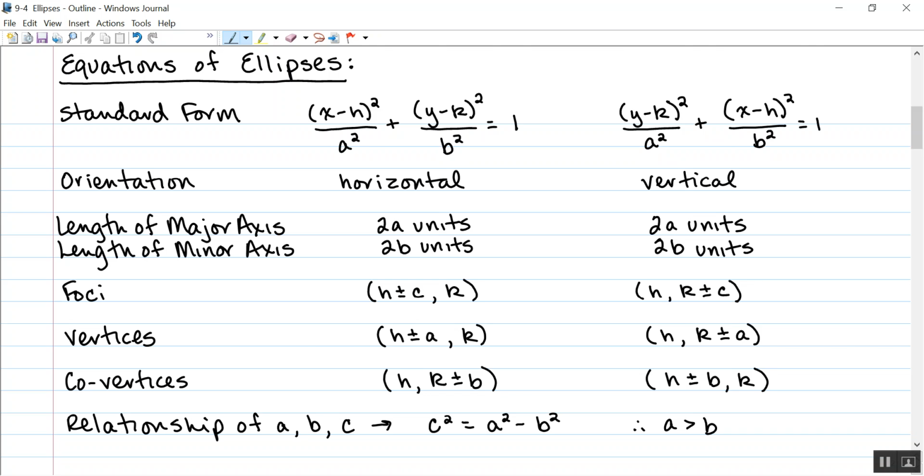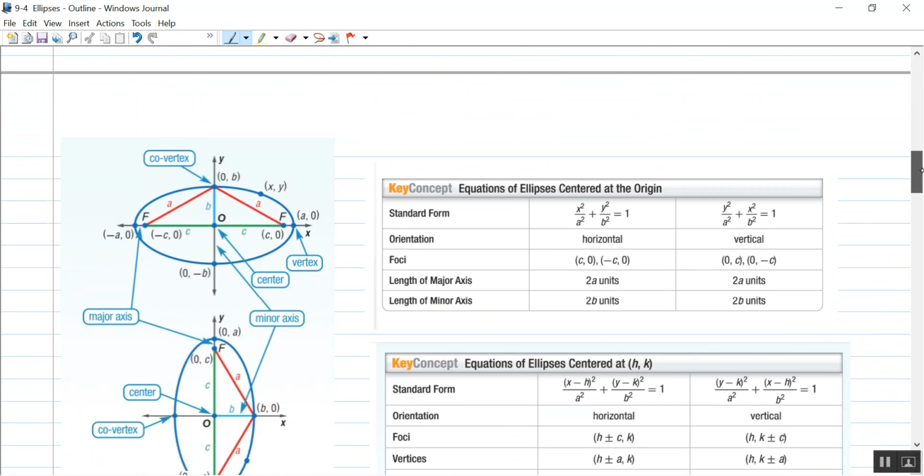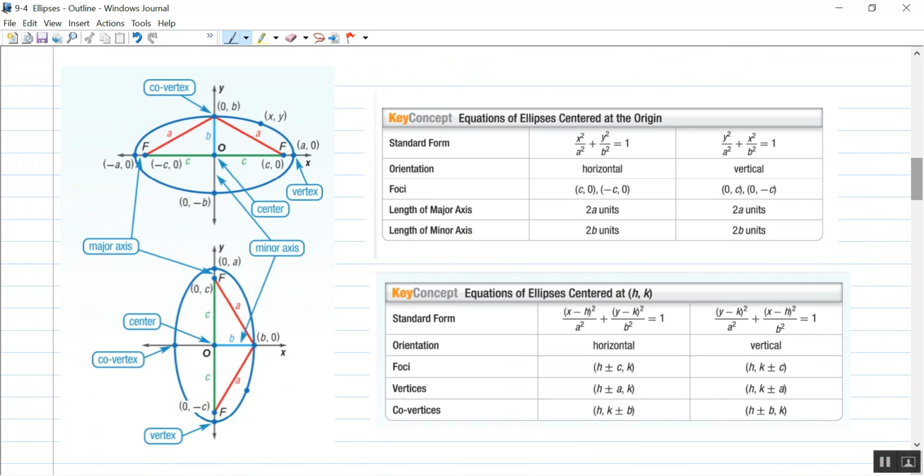So before we dive into a couple examples, here's some images from your textbook that kind of show where all the different things are. Main thing is this one is a horizontal orientation, the bottom one here is a vertical orientation.